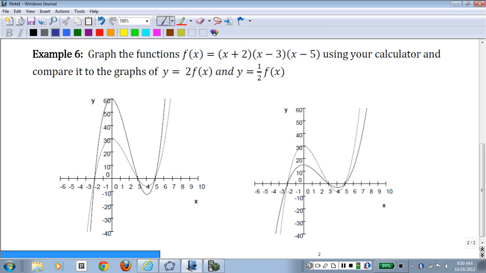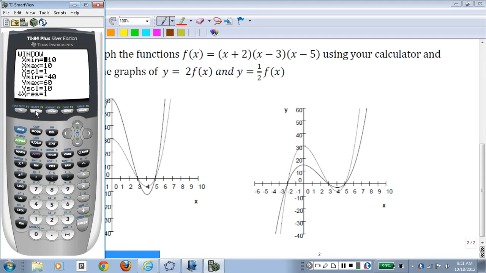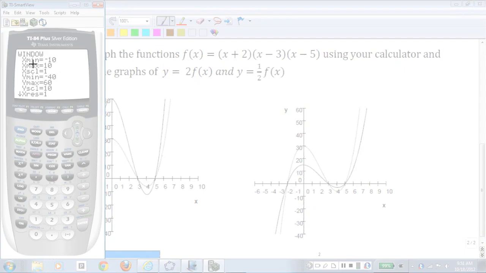It's better if you go in to the window and change it to this. Change it so the x-min and x-max can stay the same.